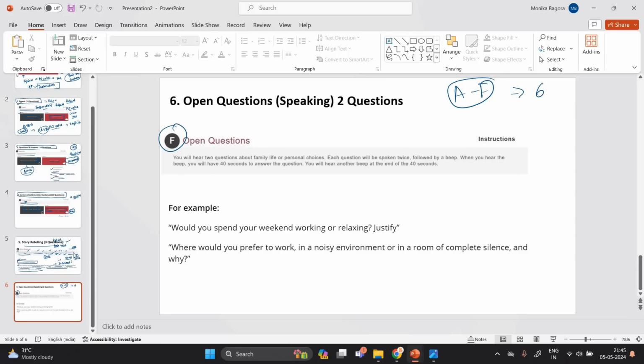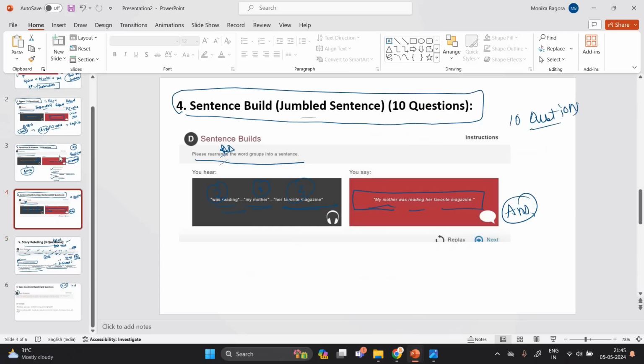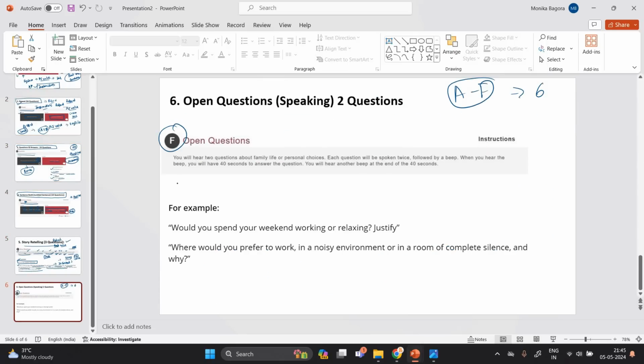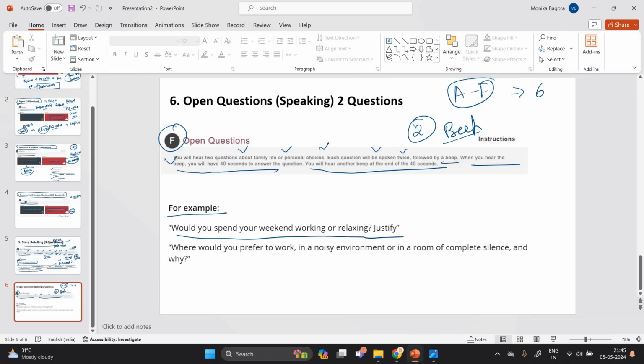Okay, so they mention this type, like where we see the E section, D section, C section. So A, F section. You will hear 2 questions about family life or personal choice. Each question will be spoken twice, 2 बार बोला जाएगा, followed by a beep. There is a beep voice. When you hear the beep sound, you will have 40 seconds to answer the question. You will hear another beep at the end of 40 seconds. For example, would you spend your weekend working or relaxing? Justify. This is the question. So you have to mention your answer for this question. Okay. What are the answers?